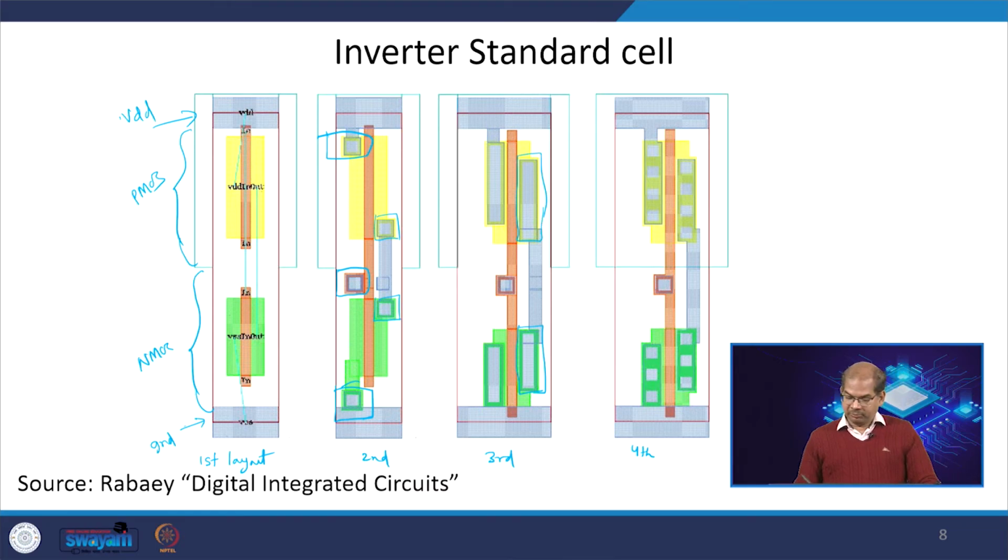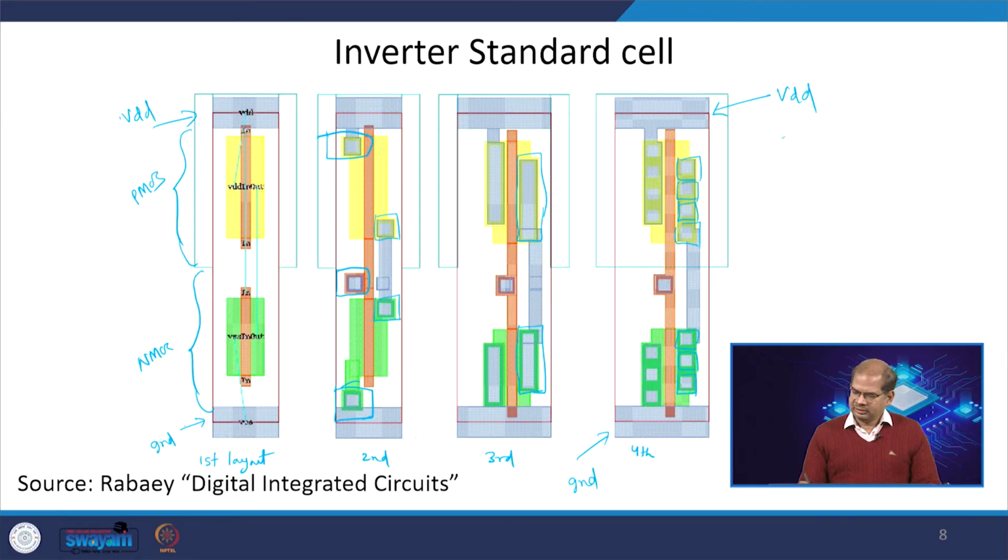Then more contacts are placed in the fourth layout. If you can see here, this is your power rail; VDD and ground are the power rails. One of the main points of the standard cell library is that all the cells have the same height. The reason is that all the cells, even if it is a NAND versus a D flip flop, have the same height or a multiple of that height.